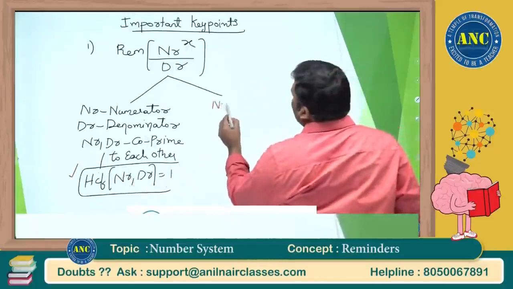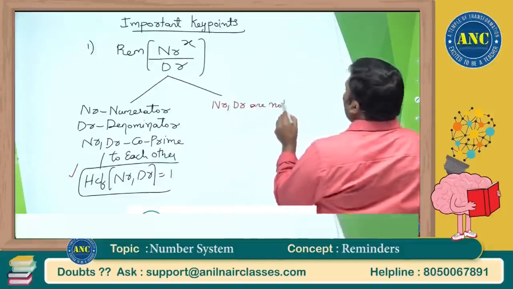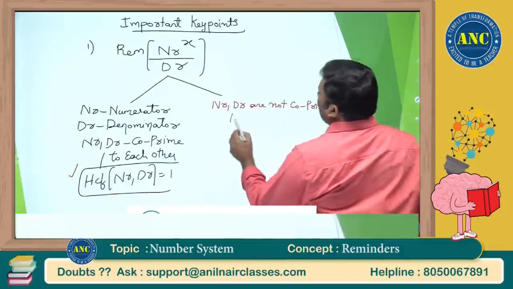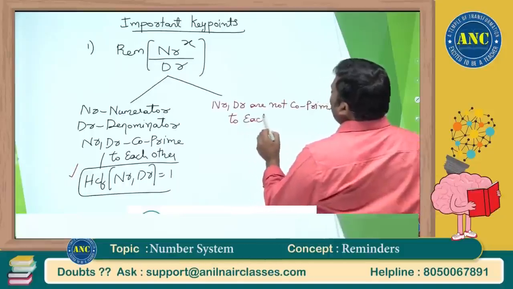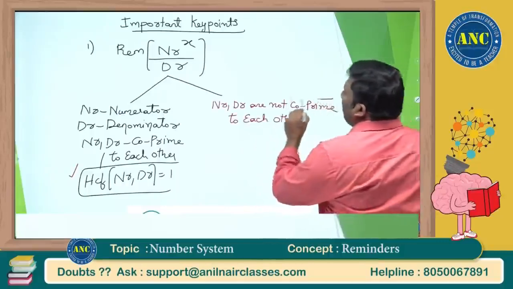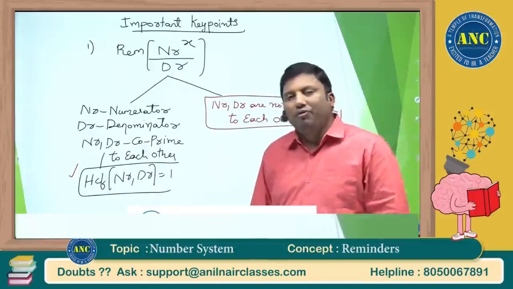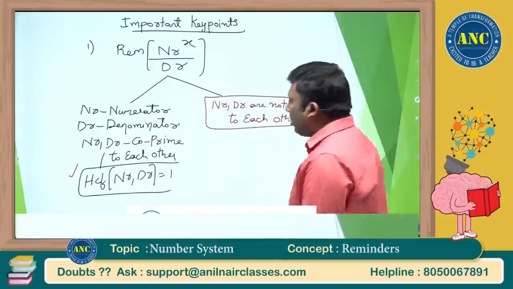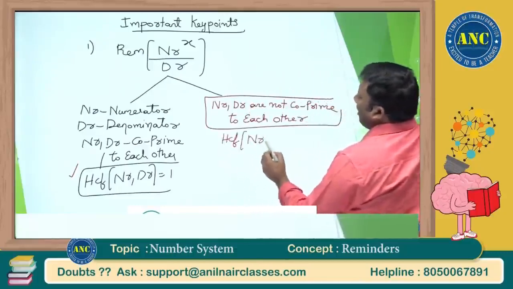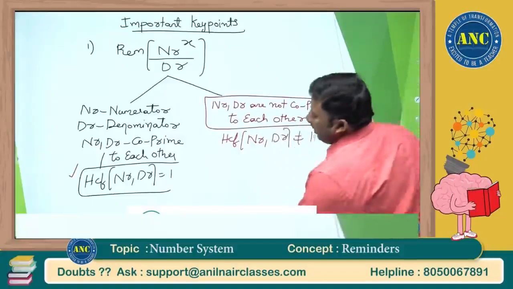The second case is, what if the numerator and denominator are not co-prime to each other? What do you mean by not co-prime to each other? The HCF of numerator and denominator is not 1. Sir, can you take a few examples?